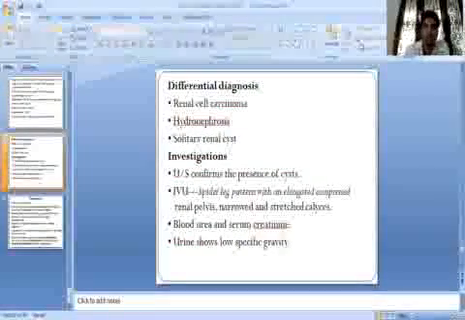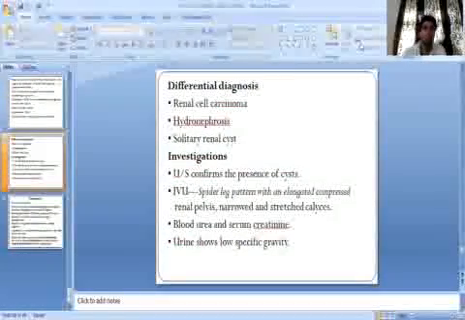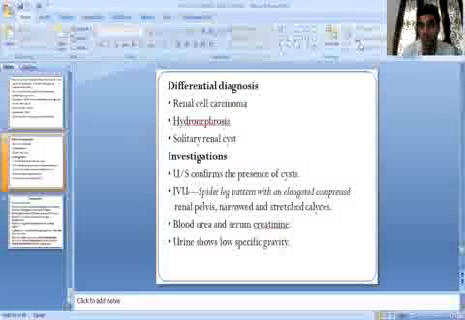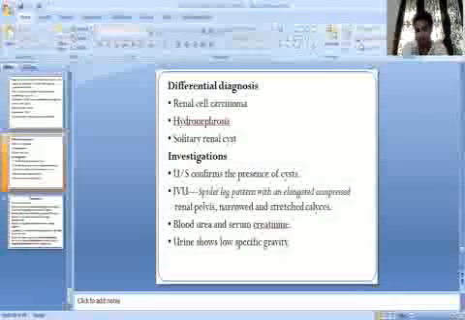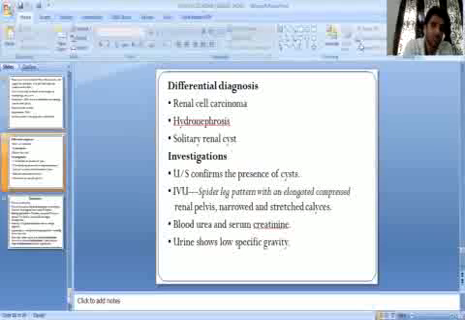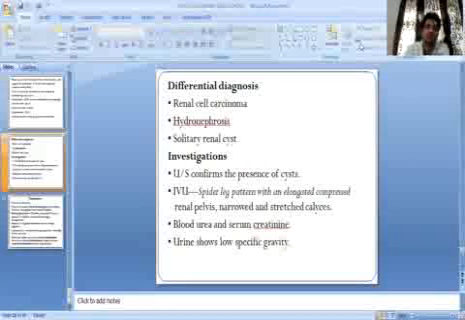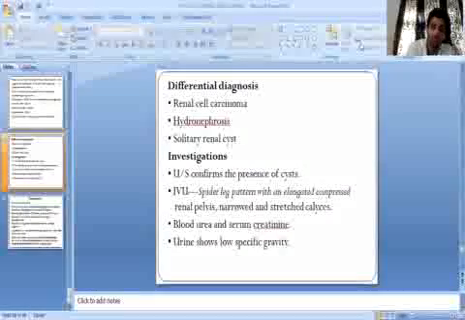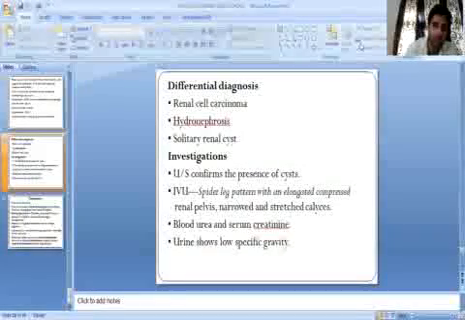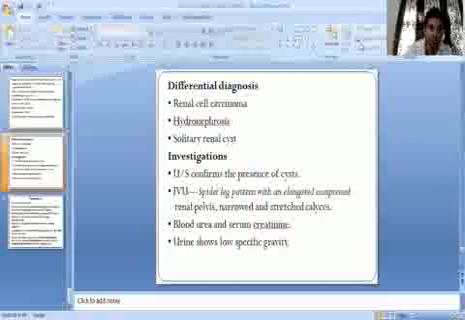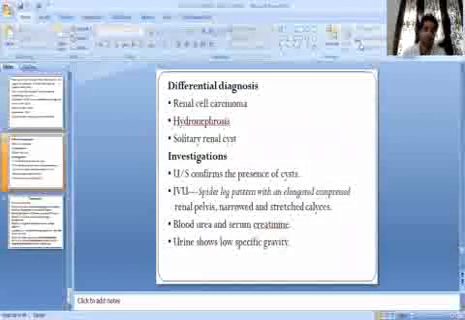Differential diagnosis: renal cell carcinoma, hydronephrosis, solitary renal cyst. Investigations: ultrasonography confirms the presence of cysts. IVU shows a spider leg pattern with an elongated, compressed renal pelvis and narrowed, stretched calyces. Blood urea and serum creatinine are checked. Urine shows low specific gravity.